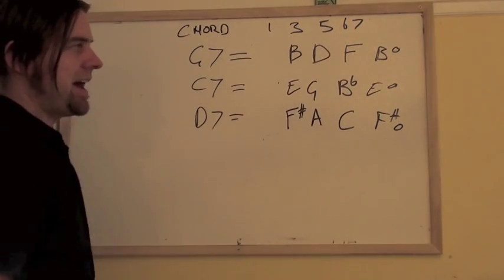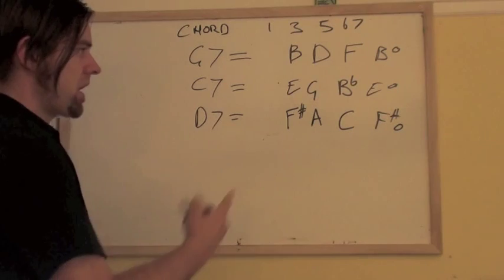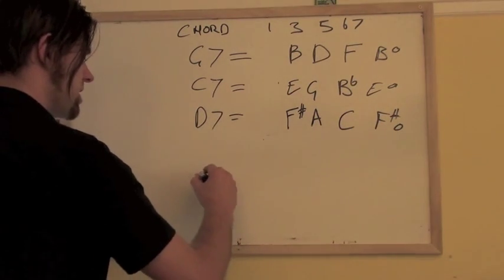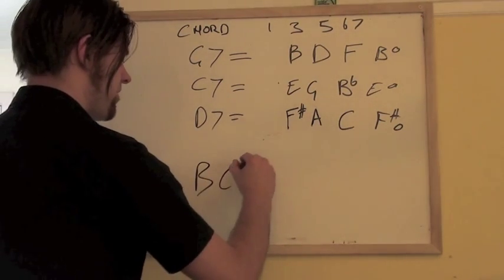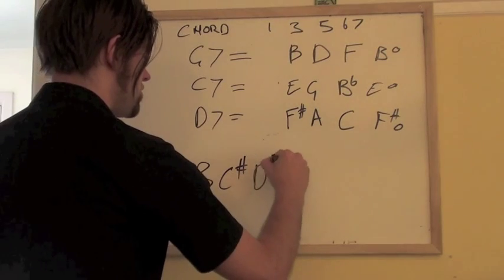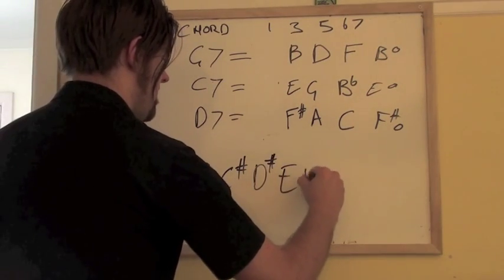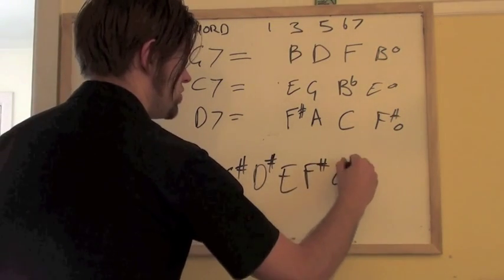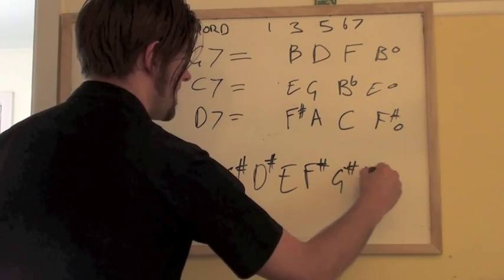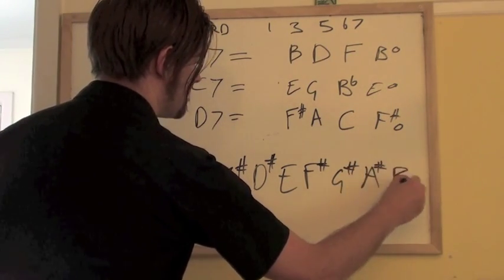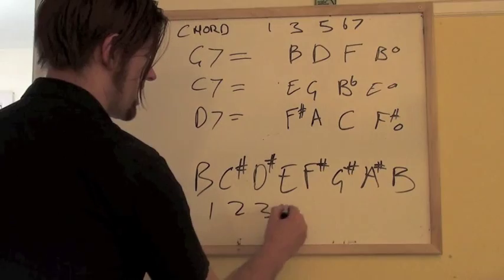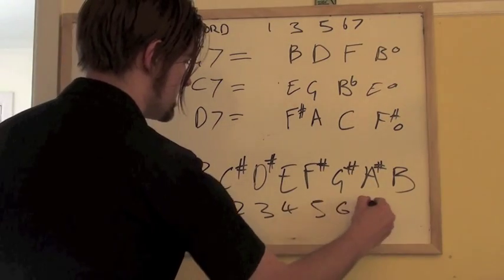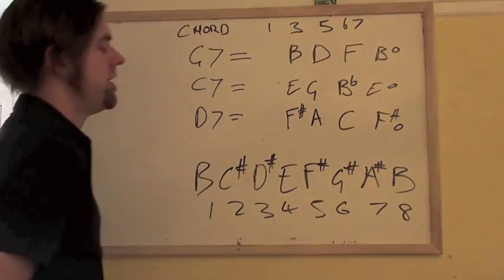If we were to take a B diminished triad, for example, we'll compare it to the B major scale. Within the B major scale we have B, C sharp, D sharp, E, F sharp, G sharp, A sharp, and back to the root note again. The 1, 2, 3, 4, 5, 6, 7, 8, all one.